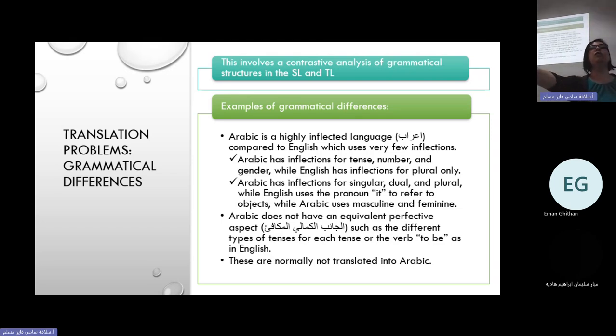هذا هو الكرسي. هذه هي الطاولة. While in English, it. Okay?